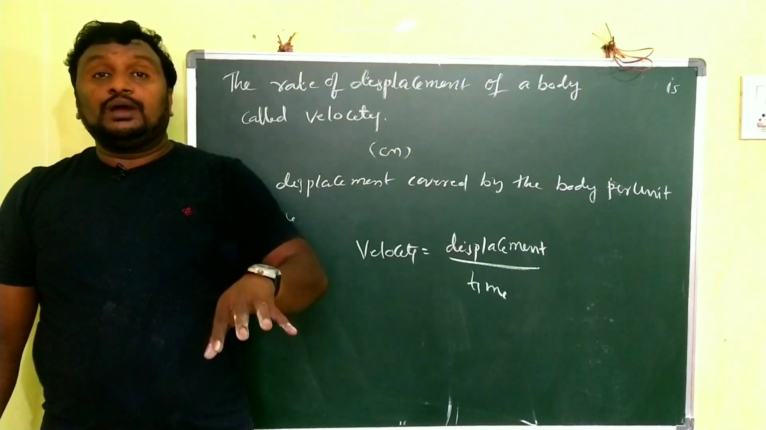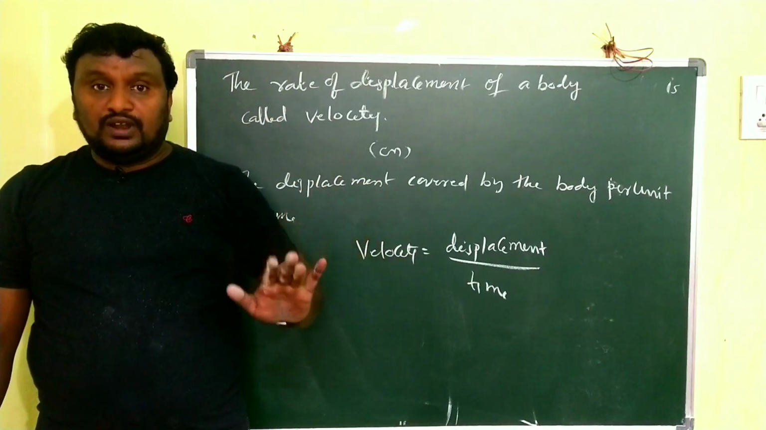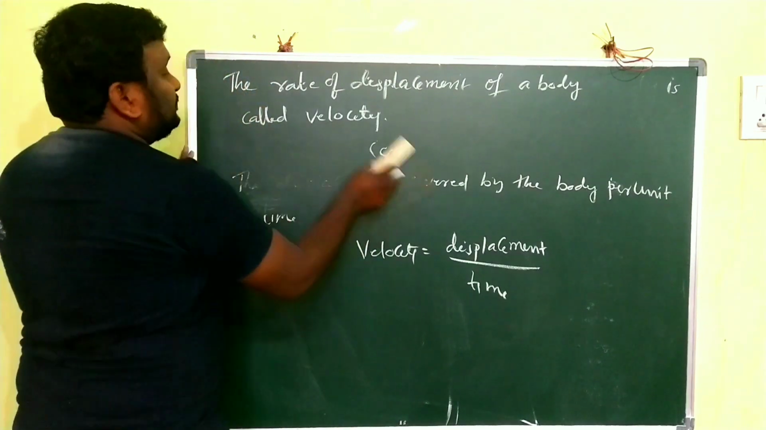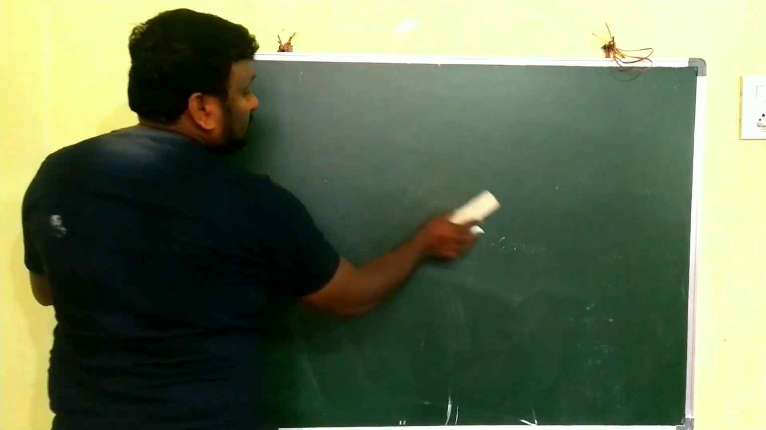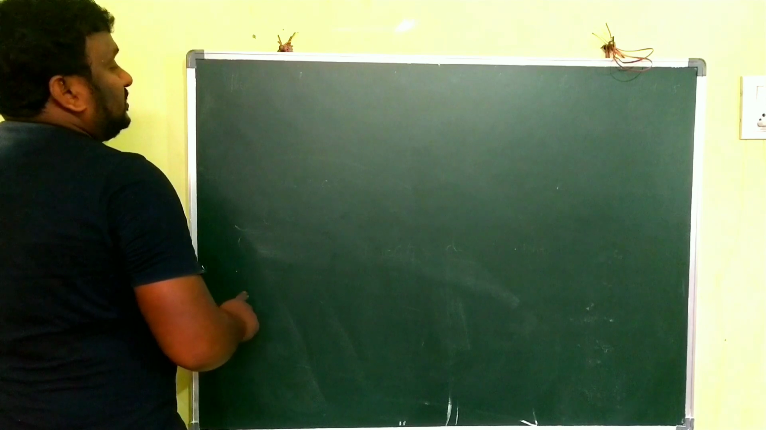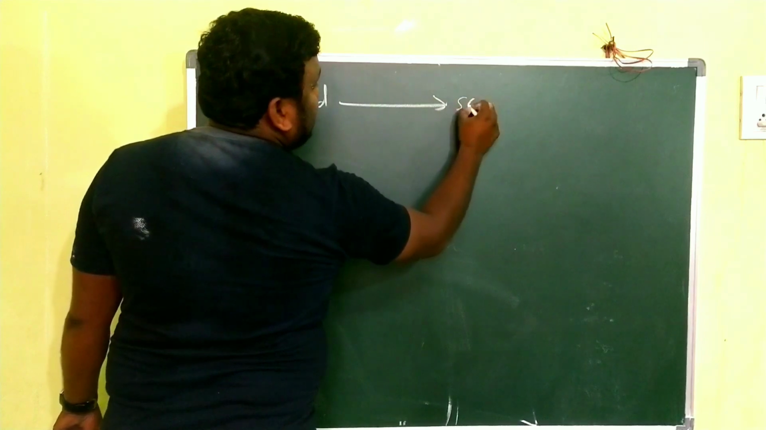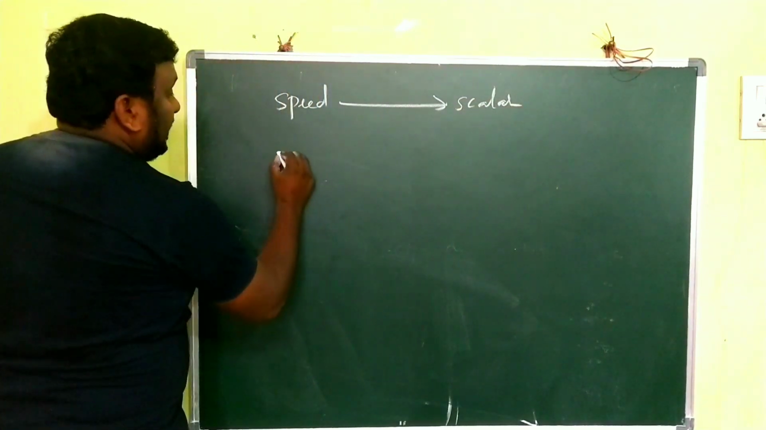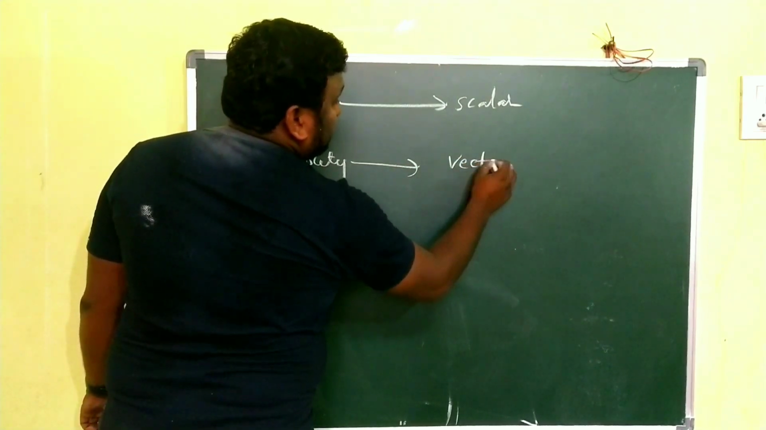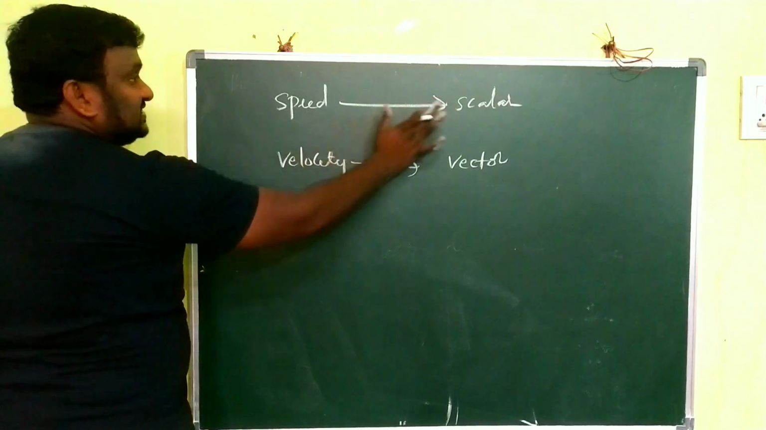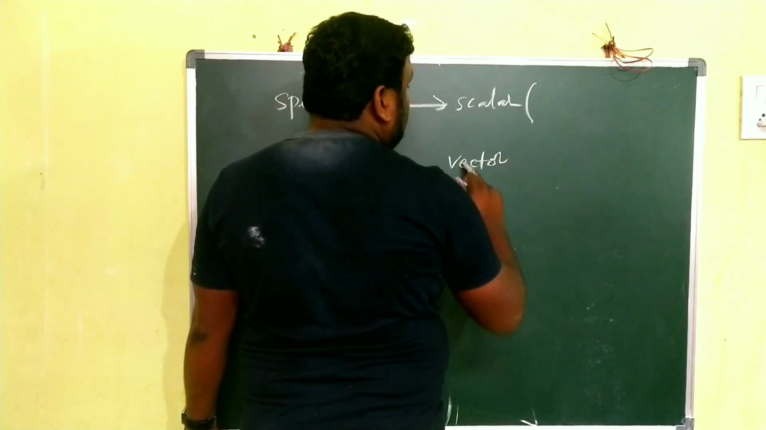Children, you must know the difference between speed and velocity. So let's go for that. Children, I already explained in previous videos. Here, look here. Speed is a scalar, and velocity is a vector. Speed is a scalar, velocity is a vector. I already explained about velocity, vector and scalar.